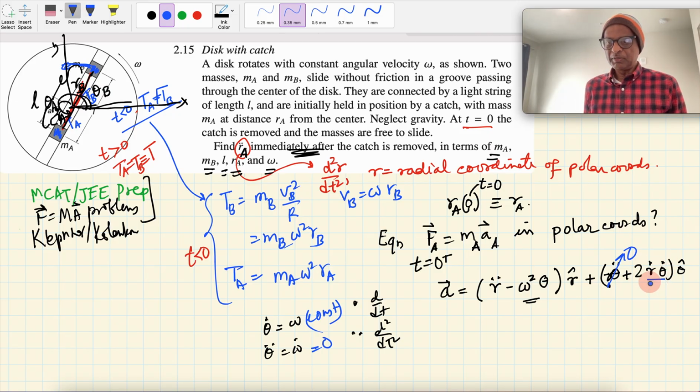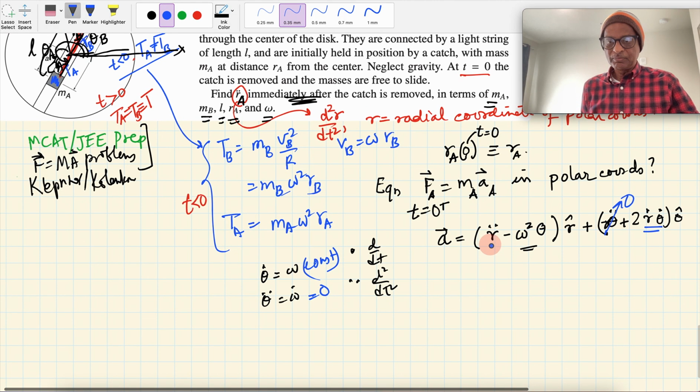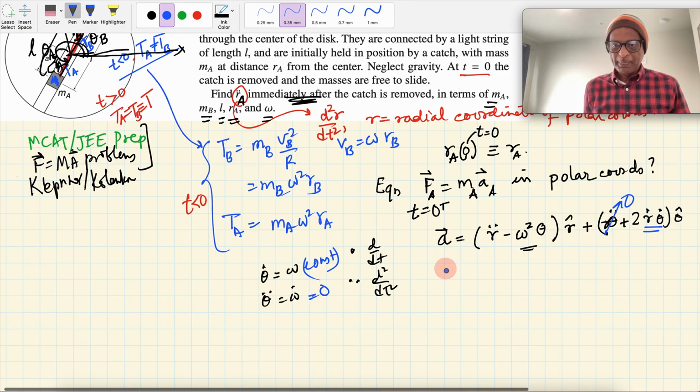So there will be these guys. So acceleration will be that guy, but okay, so that's no problem. So you got an acceleration like that. So just look at the radial part.